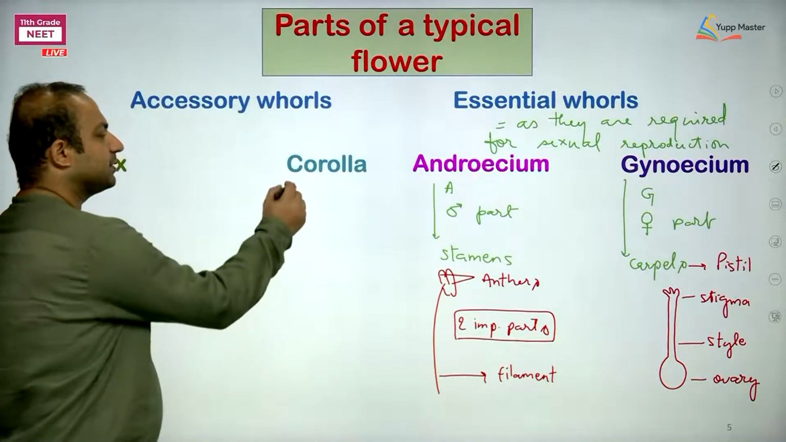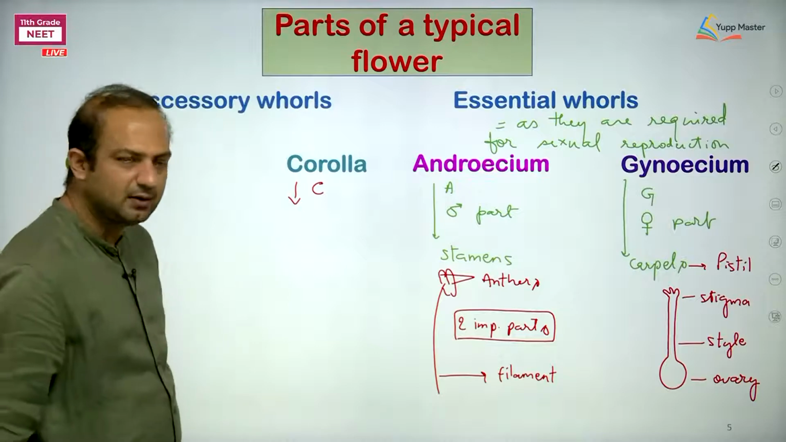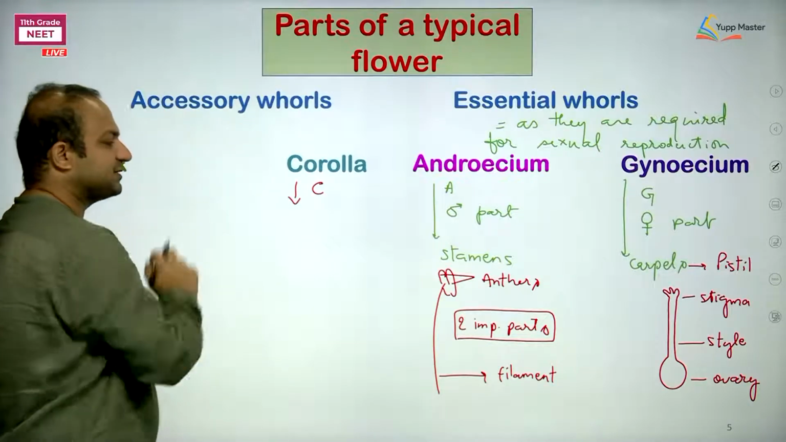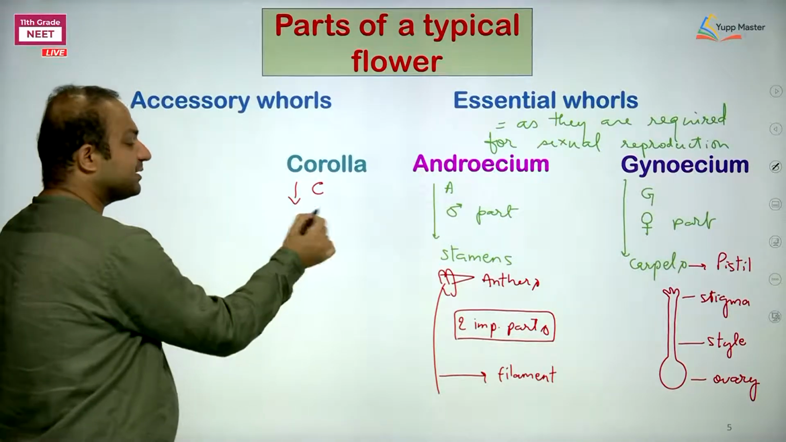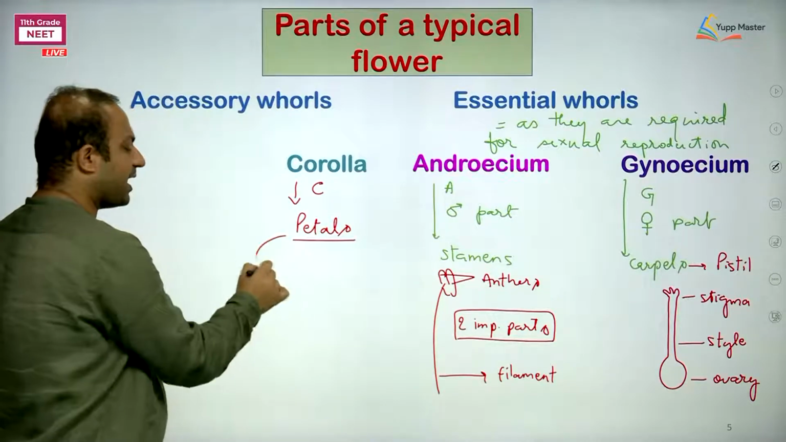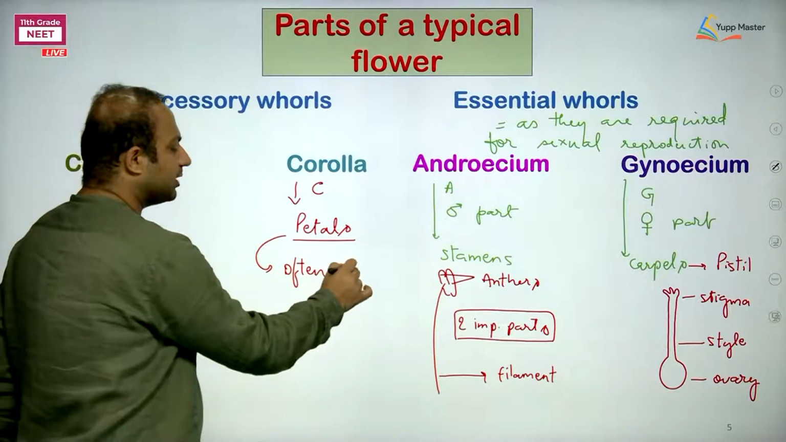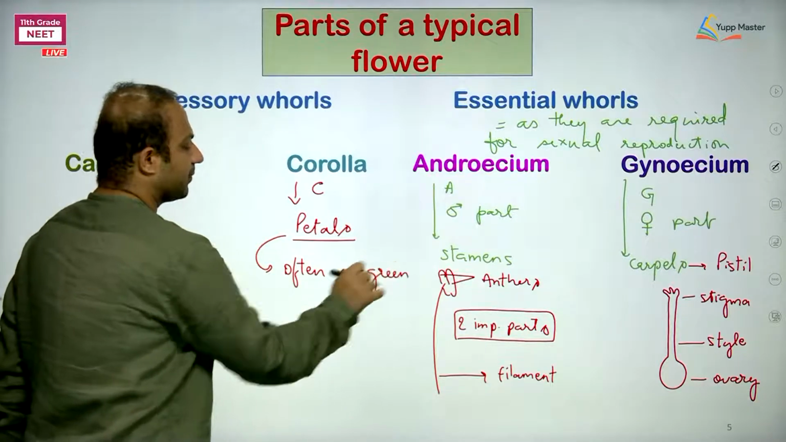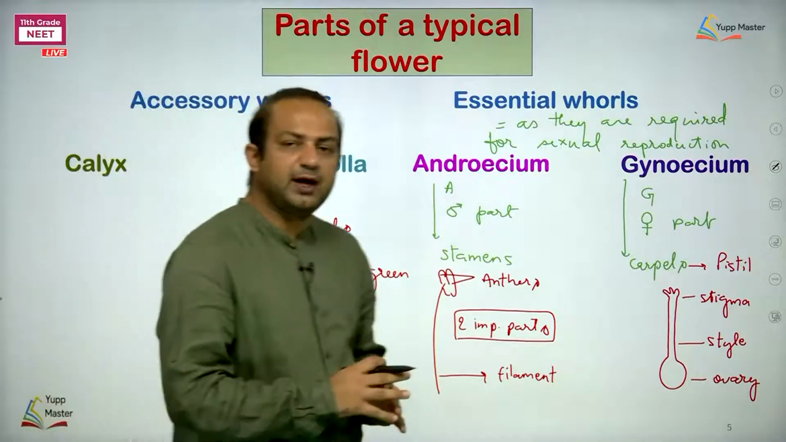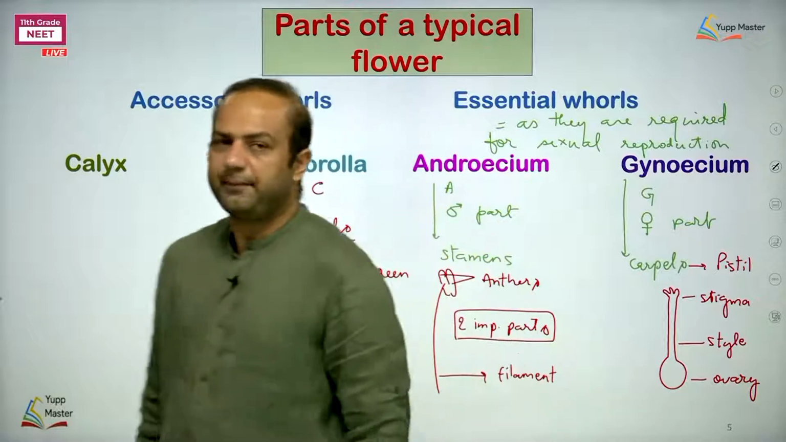Corolla means this structure, represented as C. This is considered an accessory whorl. A single member is called a petal, and petals are often non-green. They can be either white or any other color, but not green. Okay, so those structures are petals.